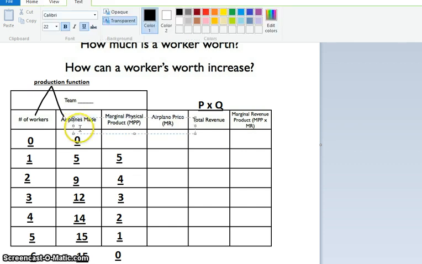This is our quantity column right here. This is our Q. This is our quantity. And it's 0. It's 0 in that first box. Okay, all right, I'm with you.